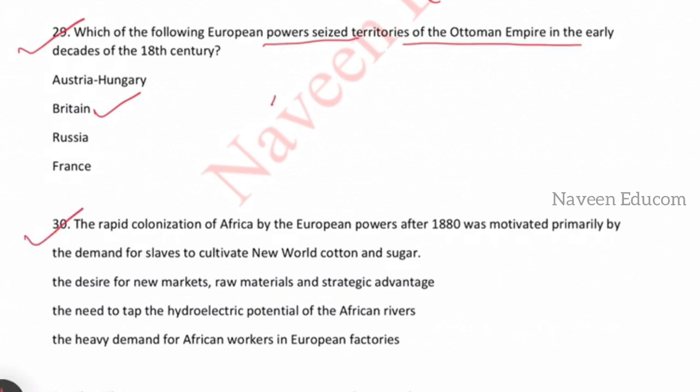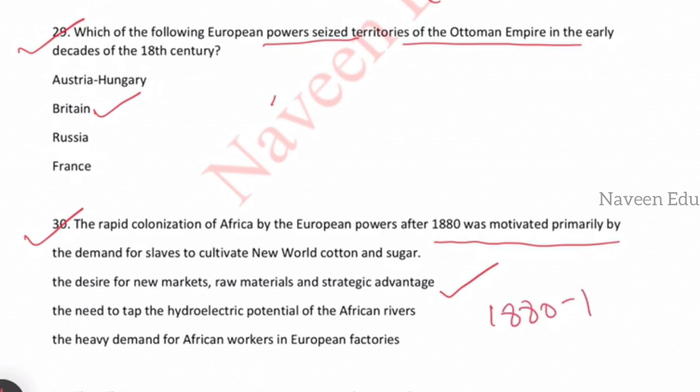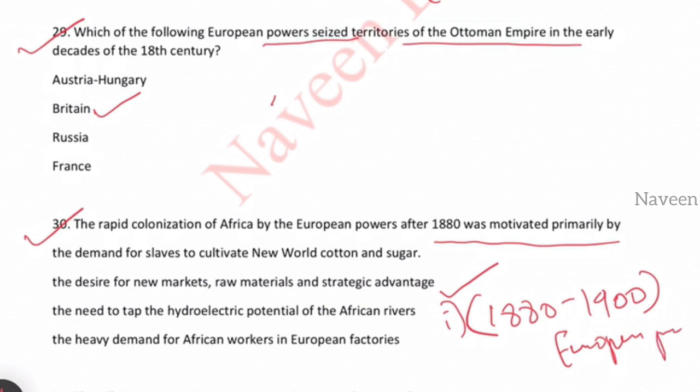The rapid colonization of Africa by the European powers after 1880 was motivated primarily by? The answer is option B, the desire for new markets, raw materials and strategic advantage. The Scramble for Africa, between 1880 and the 1900s, was a period of rapid colonization of the African continent by the European powers. That's one of the points you have to study here.